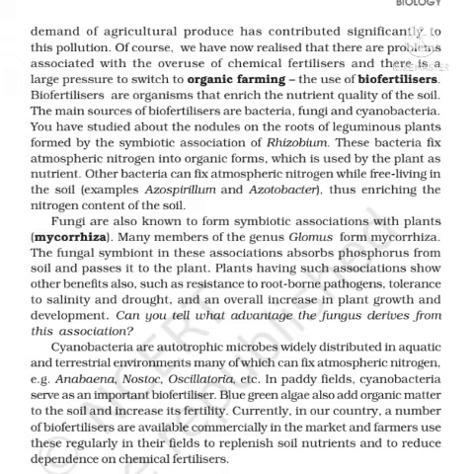Cyanobacteria are autotrophic microbes widely distributed in aquatic and terrestrial environments, many of which can fix atmospheric nitrogen. Example: Anabaena, Nostoc, Oscillatoria, etc. In paddy fields, cyanobacteria serve as an important biofertilizer. Blue-green algae also add organic matter to the soil and increase its fertility. Currently, in our country, a number of biofertilizers are available commercially in the market, and farmers use these regularly in their fields to replenish soil nutrients and to reduce dependence on chemical fertilizers.